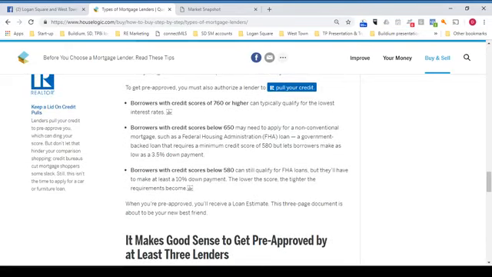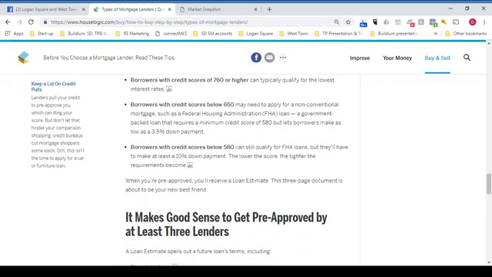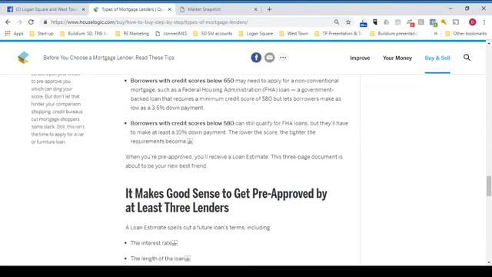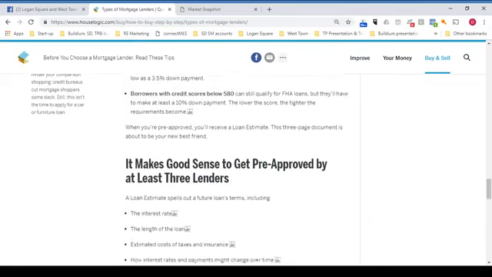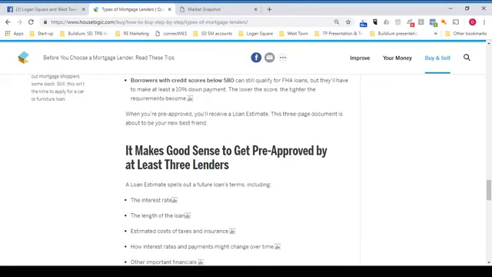To get pre-approved, you must also authorize a lender to pull your credit. Now, borrowers with credit scores of 760 or higher can typically qualify for the lowest interest rates. Borrowers with scores below 650 may need to apply for a non-conventional mortgage, such as a Federal Housing Administration or FHA loan, which is a government-backed loan that requires a minimum credit score of 580, but lets borrowers make as low as a 3.5% down payment. Now, borrowers with credit scores below 580 can still qualify for FHA loans, but they'll have to make at least a 10% down payment. The lower the score, the tighter the requirements become.